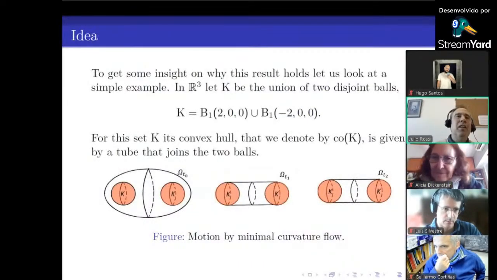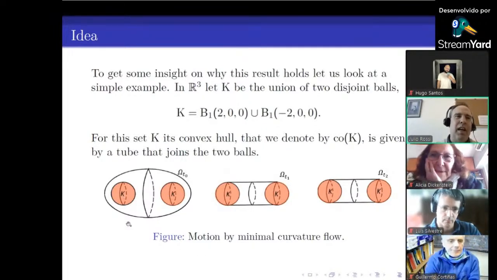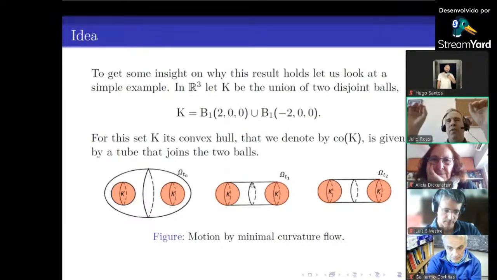An idea of why this holds is the following. If you take two balls and assume that your initial surface is convex and surrounds the two balls, this is going to shrink. And if it happens that you reach the convex hull of these two balls, so the two balls and the cylinder inside, at the point that is on the top, for example, you have that one of the principal curvatures is equal to 0, while the other is positive.